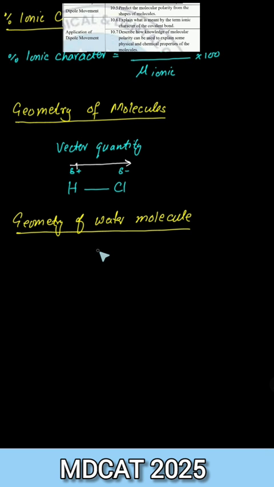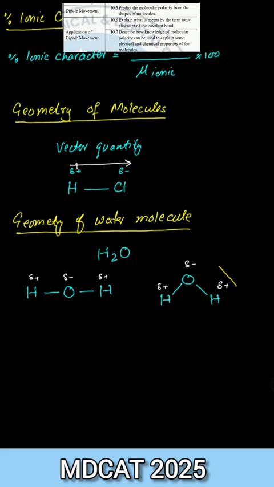Geometry of the water molecule, H2O. We can draw two shapes for it. One is linear, in which all the atoms are in one line. Another shape is the bent or angular shape. In water, oxygen is more electronegative with a partial negative charge, and both hydrogens are partial positive, being less electronegative. If we draw the vector representation, this is the vector in the angular form, and these are the vectors in the linear form.